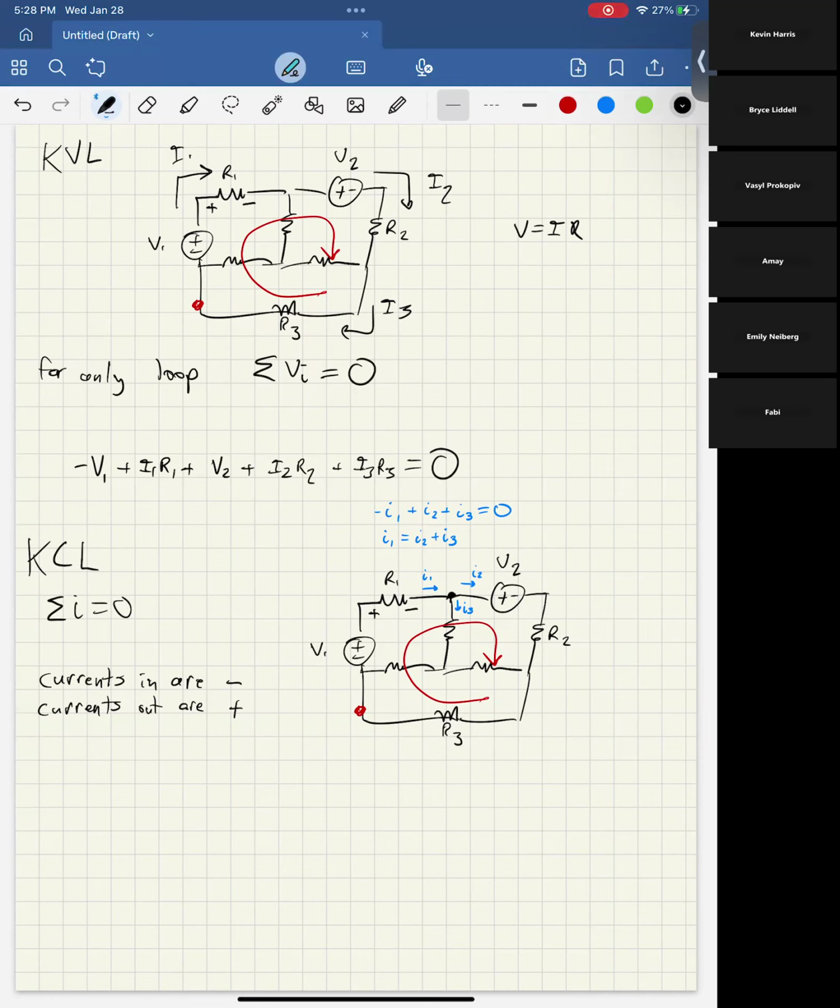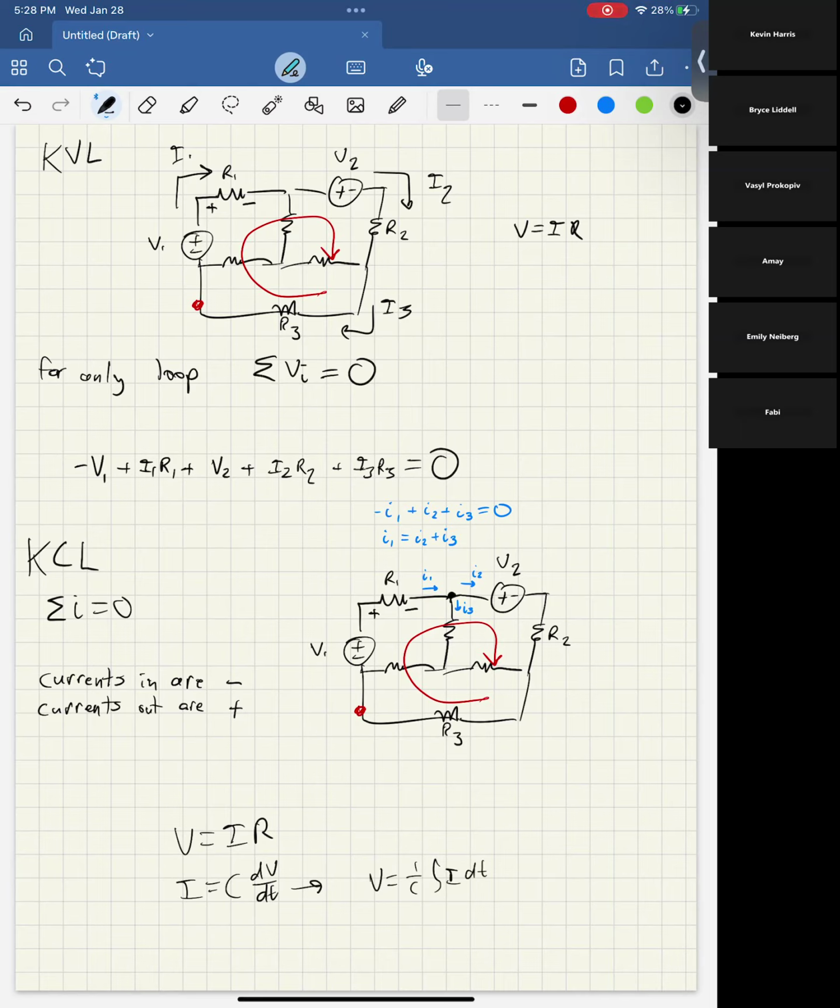However, the different thing with capacitors is that instead of V equals IR, you're going to have a different relation. It's I equals C dV/dt, right? So you have different things, and this is also translated to V equals 1 over C integral of I with respect to time.